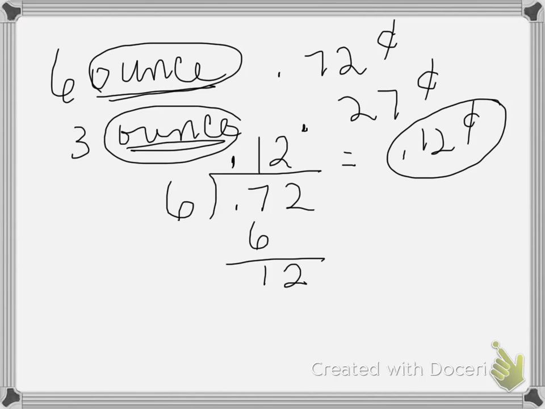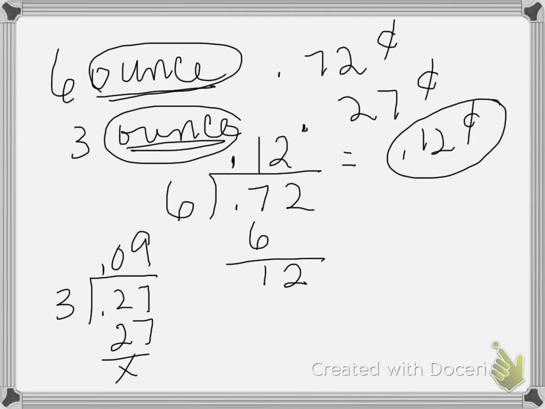Now let's look at the 3-ounce bottle. I'm going to divide 3 into 0.27. Bring the decimal straight up. 3 won't go into 2, so I have to put a 0 there. But 3 will go into 27. How many times? 9. So 3 times 9 is 27. No remainder. So the 3-ounce bottle is 0.09.